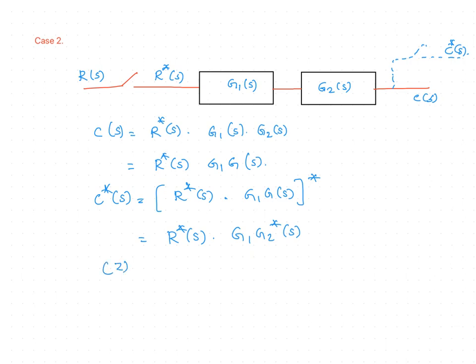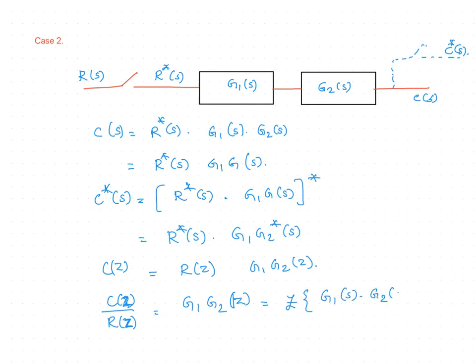So this is C of Z, R of Z, G1G2 of Z. So C of Z by R of Z is equal to, please do read this as Z, not 2, G1G2 of Z, and that is Z transform of G1 of S into G2 of S. Please note that this is not equal to Z transform of G1 of S into Z transform of G2 of S.